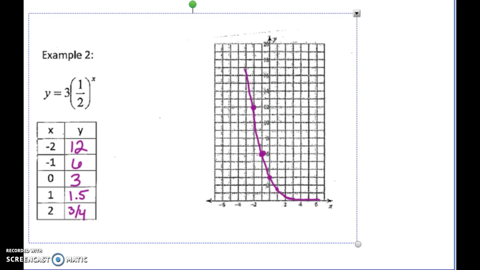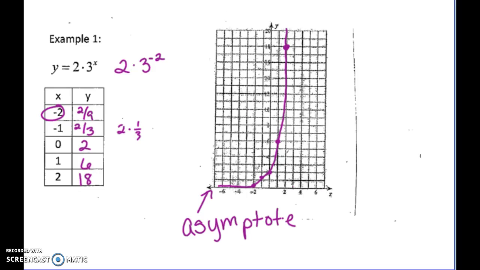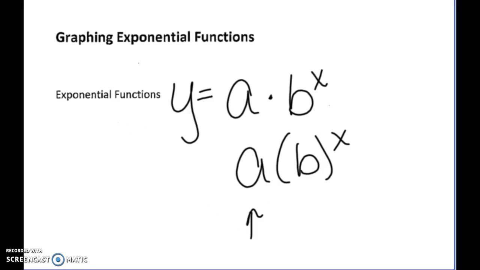So the first one, I'm going to go backwards here. The top one, it was increasing. And think about when we were writing equations for the word problems, this number right here: when something increased, you did 1 plus the percent that it increased every year or every week, or whatever the situation was. So if b is greater than 1, it's going to be an increase on the graph as I go left to right, like I'm reading a book, right?